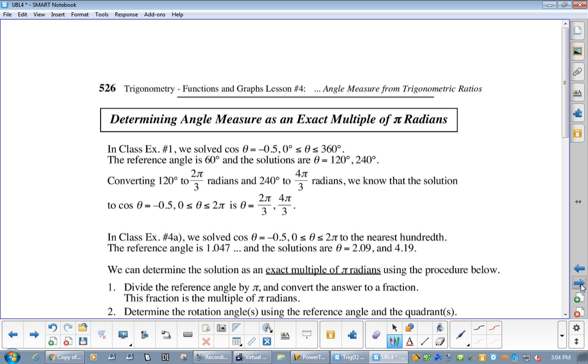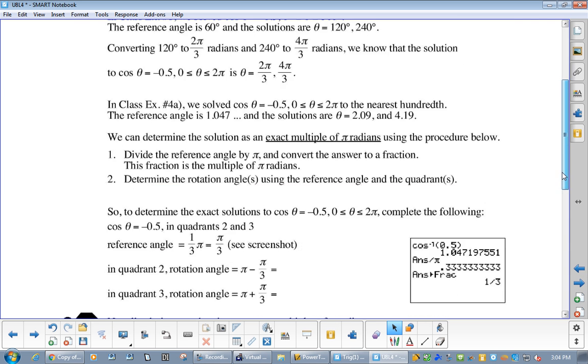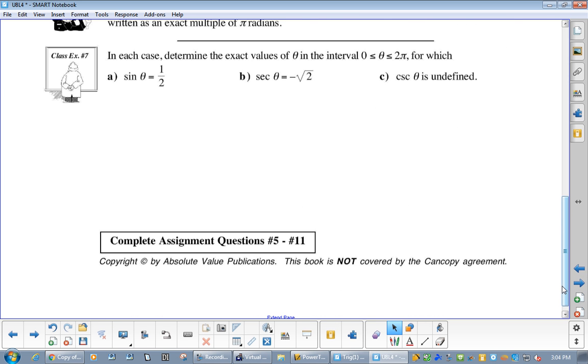Now, determining the exact multiple of pi radians. Now, this is a very conflicting one for me because all of this can be ignored if you know your unit circle. Okay, do you have your unit circle handy? Tell me what values of theta give sine as 1/2?